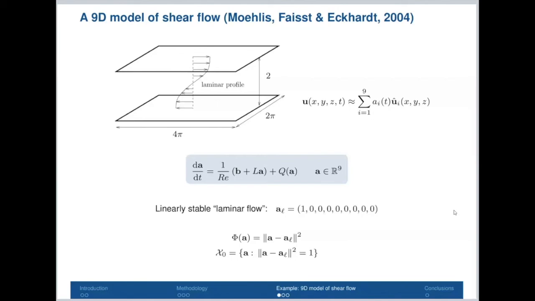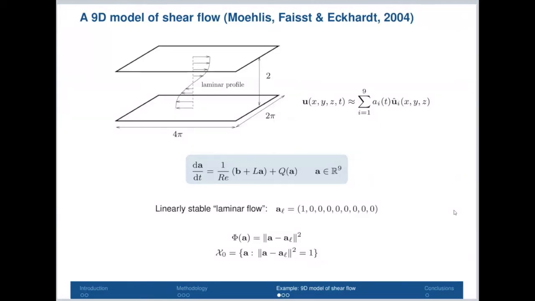The model that I want to show examples for is a 9-dimensional model of shear flow between parallel plates, which is driven by sinusoidal forcing. It is obtained by projecting the full velocity field onto 9 modes, u hat i, with time-varying amplitudes, A1 to A9, which satisfy a set of ODEs, which can be derived directly from plugging these approximations into the Navier-Stokes equations.